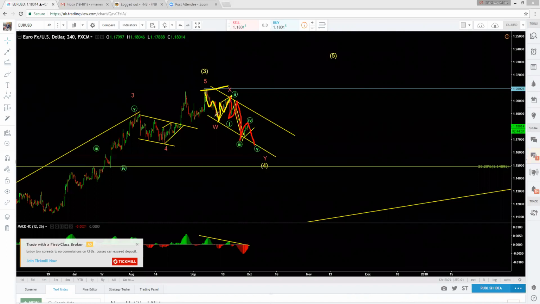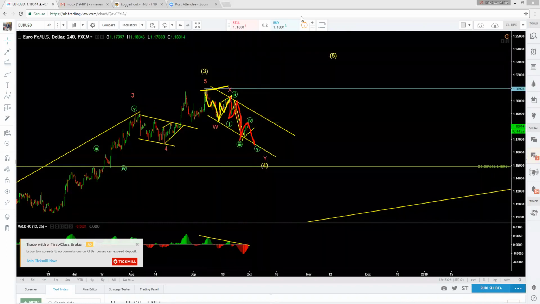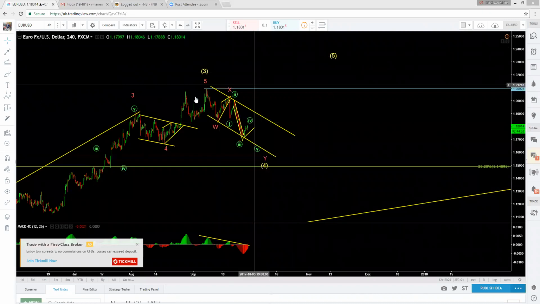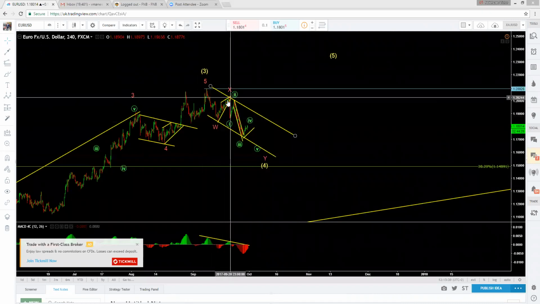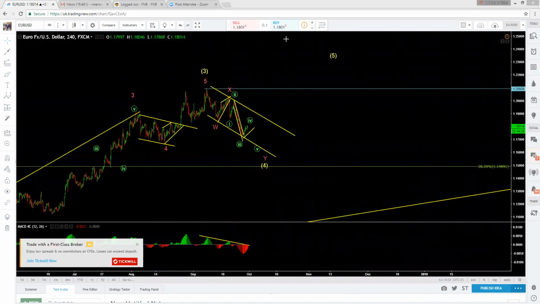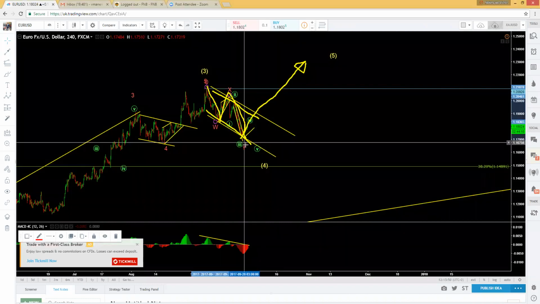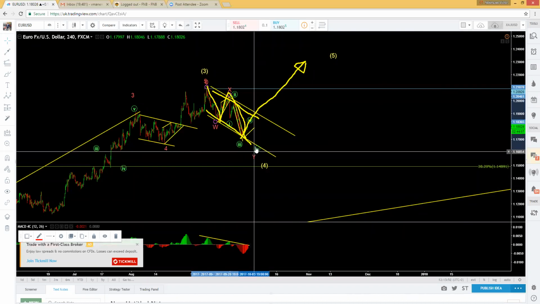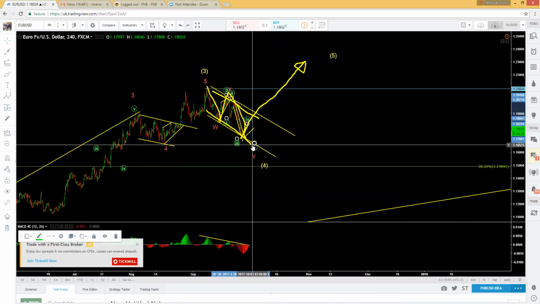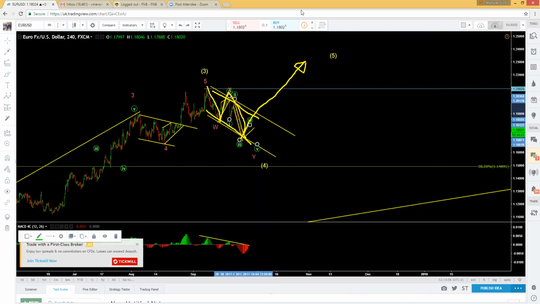Okay, so why was I showing you this here? Because that's how a flat looks. This is a flat in here. That is why I label it a WXY, which is our 3 waves. After these 3 waves, we anticipate that Euro US dollar will then go... Okay, unless it makes... Let me clear all that.